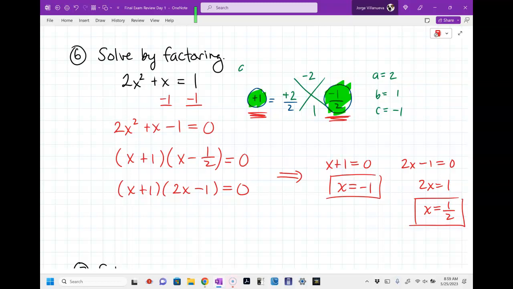Any questions on number 6? This is more on the more difficult factoring type problems, right? Because there's an a term in front that's not a 1.